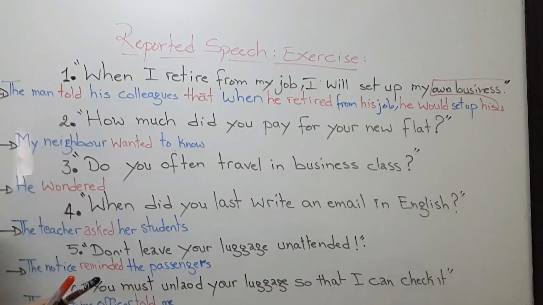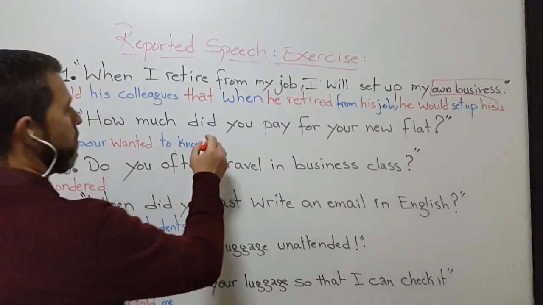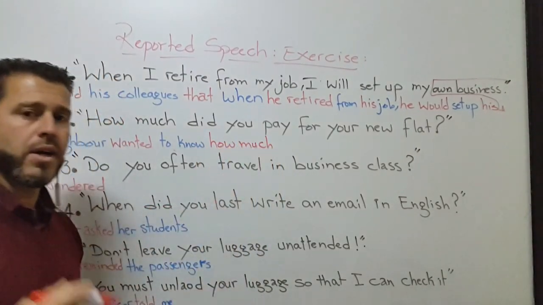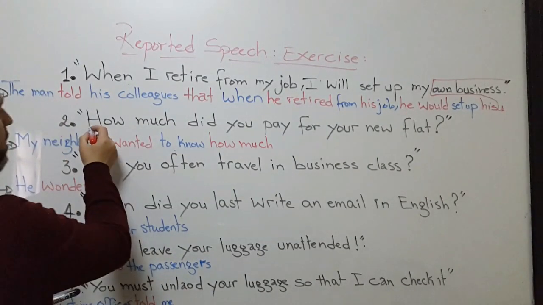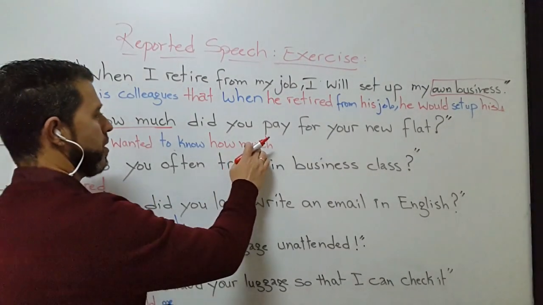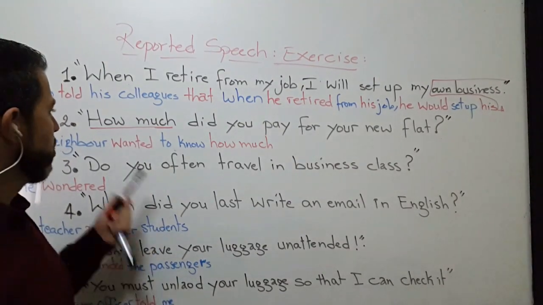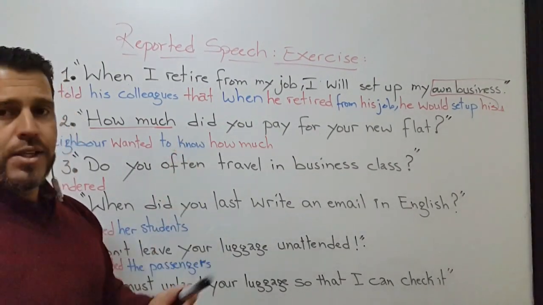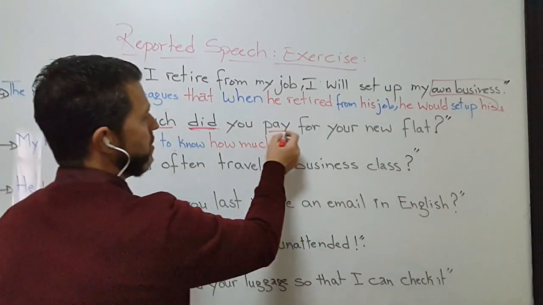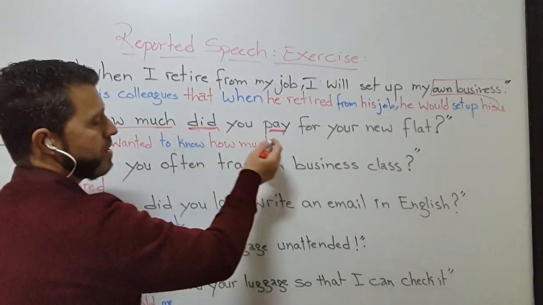So my neighbor wanted to know what? How much. Okay. So if you remember the WH question rule, we keep the WH word, and this much stays attached to how, because we are talking about money, we use much. How much? Good. Let's stop here. We have here what? The auxiliary did, and we have here the verb pay. So this auxiliary did is in the simple past.